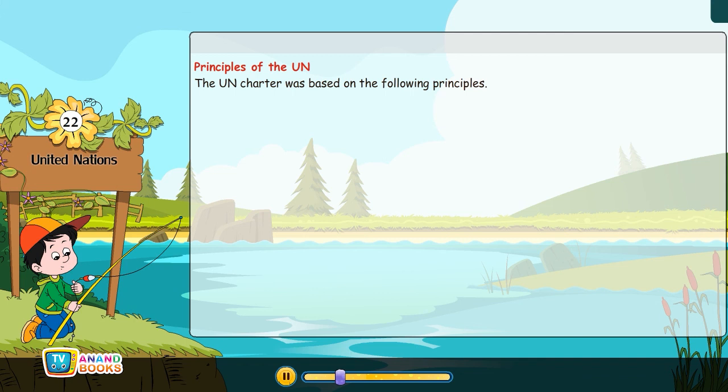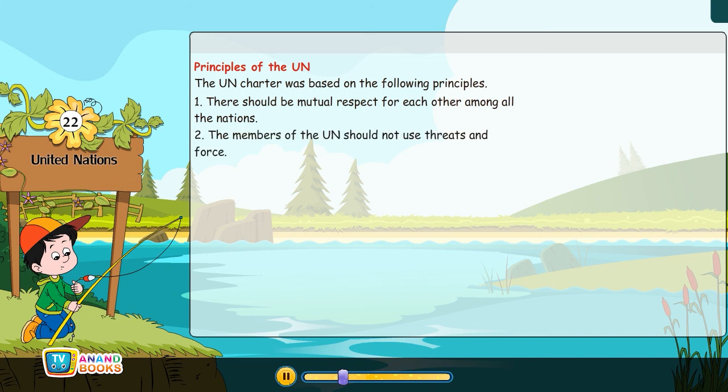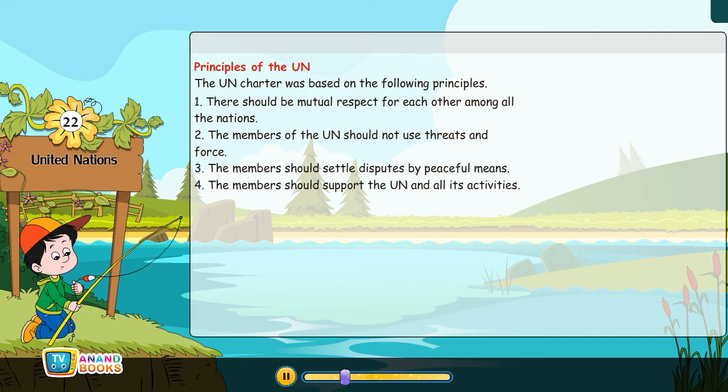The UN Charter was based on the following principles. There should be mutual respect for each other among all the nations. The members of the UN should not use threats and force. The members should settle disputes by peaceful means. The members should support the UN and all its activities.